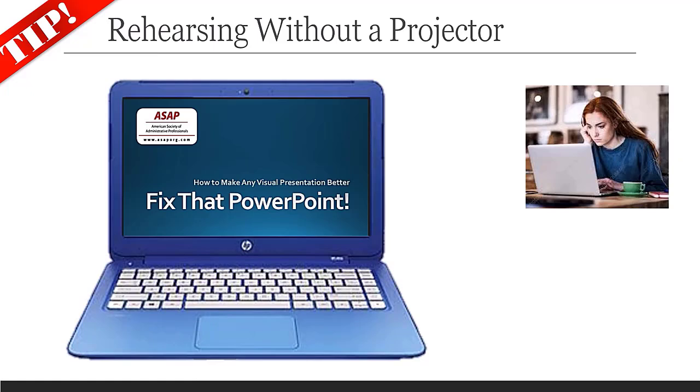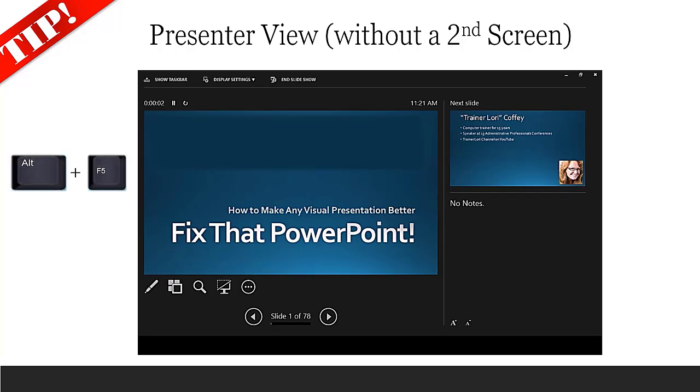When rehearsing, if you don't have access to a projector or second screen, you can still see and rehearse with presenter view by hitting Alt and the F5 key. F5 will start your presentation on slide 1, and Alt puts it in presenter view, whether you have that monitor or not.